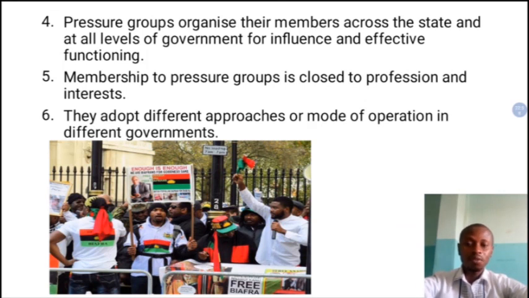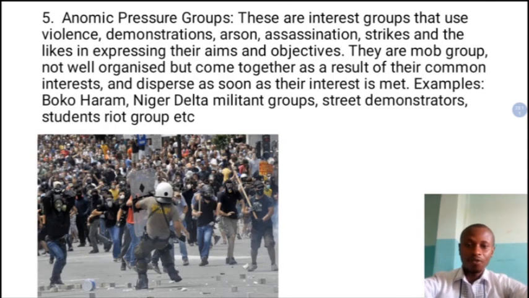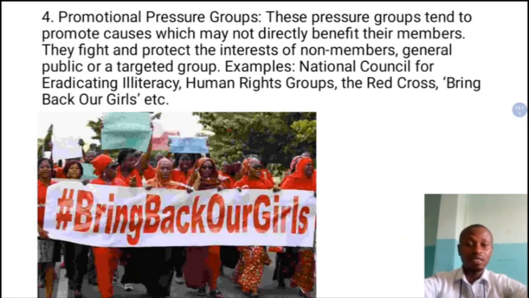It was sometime criminalized by a Nigerian court as well. So it's a pressure group because they are trying to influence government policy. They have interests they want to achieve and so on. We also have these people, this is a violent group. We want to talk about economic pressure groups using violent methods to achieve their aim, fighting against the government and so on. And as soon as their interest is met, that is just the end of it.